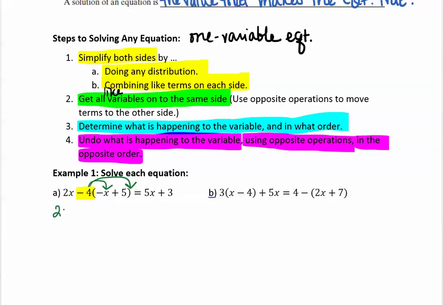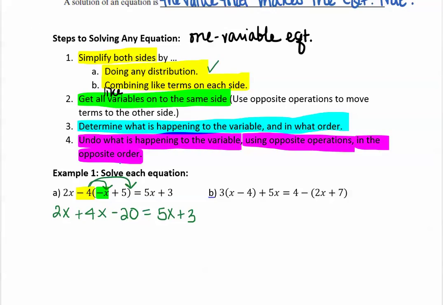Okay, so I'm going to do that, and I'm going to leave the 2x alone. -4 times the -x is a positive 4x, right? Negative times a negative is a positive. -4 times 5 is a -20. There's nothing to distribute over here, so I'm just going to copy this. Math is all about neatness. Okay, next step.